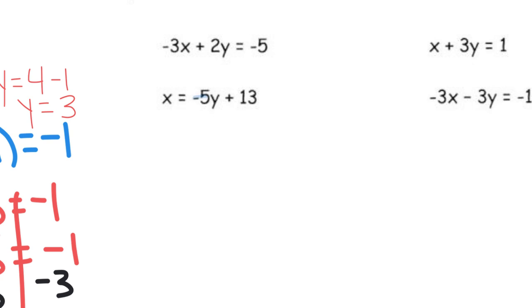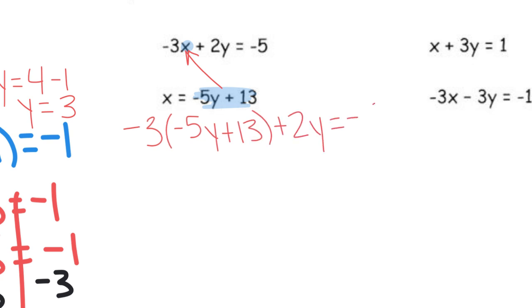So we're going to take this. This is my x, and we're going to put it here. So when we set this up, -3, what am I putting in place of x? I'm going to put this here, right? -5y plus 13 plus 2y equals -5. So take a minute and solve that.